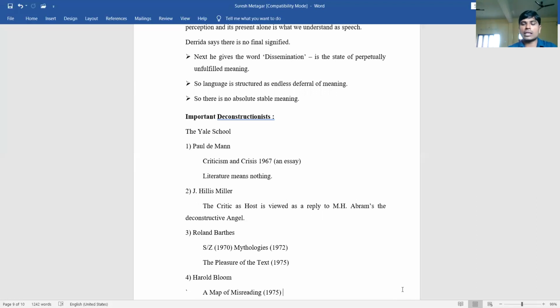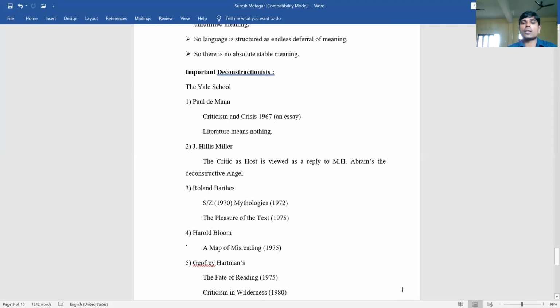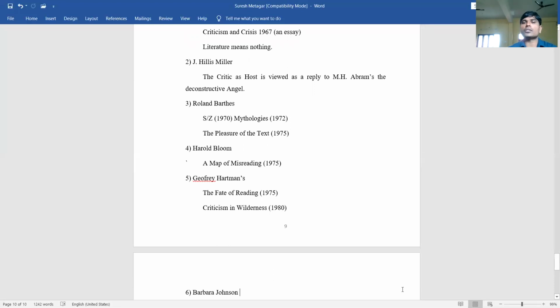So then we have Hillis Miller. He's also an important writer. He has written a work called The Critic as Host. It was actually a reply to M.H. Abrams' Deconstructive Angel. M.H. Abrams had written an essay called The Deconstructive Angel, criticizing these deconstructionists. So Hillis Miller defends deconstruction in The Critic as Host.